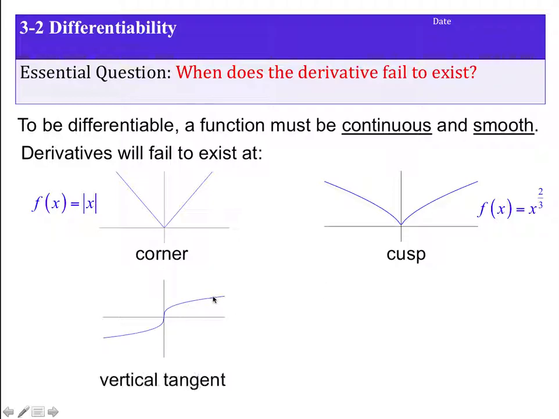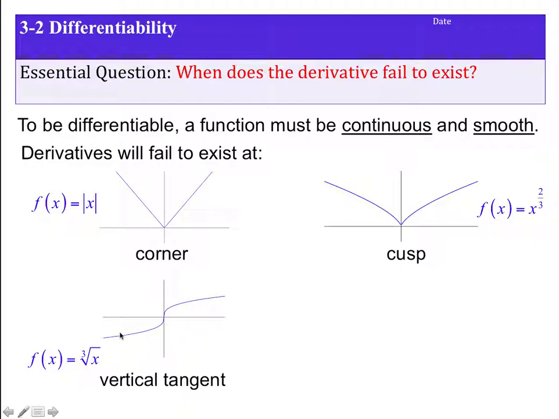The next function looks like this, and this is x to the 1/3 power. So if we compare the cusp and the vertical tangent, this is x to the 2/3. The 2 is squaring everything and keeping it positive. This is x to the 1/3. So we can have negative values and take the cubed root. So this has a negative portion and a positive portion. It's just that this isn't flipped upward.